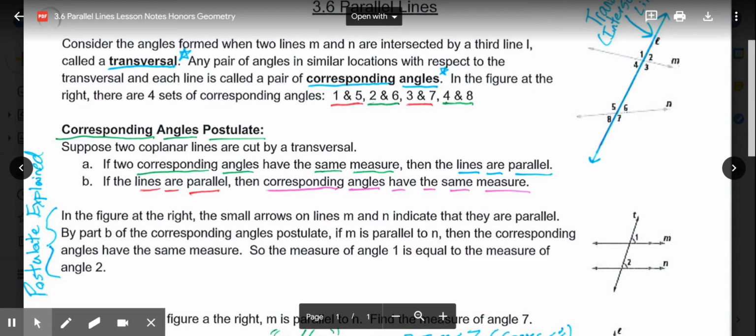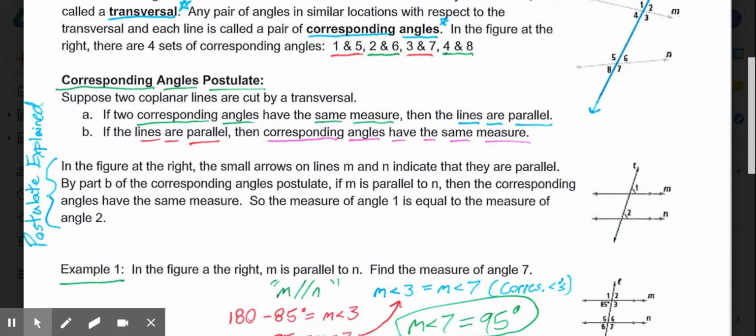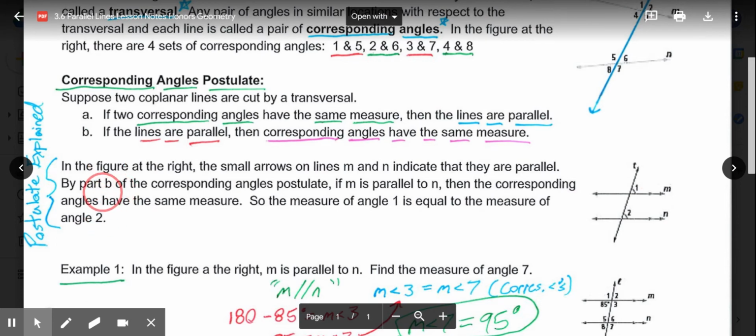And then the converse of that. The corresponding angle postulate as the original: if the corresponding angles have the same measure, then the lines are parallel. The converse: if the lines are parallel, then the corresponding angles have the same measure. So if they told us that the two lines are parallel, then we could figure out corresponding angles have the same measure.